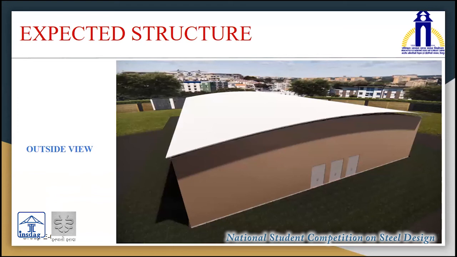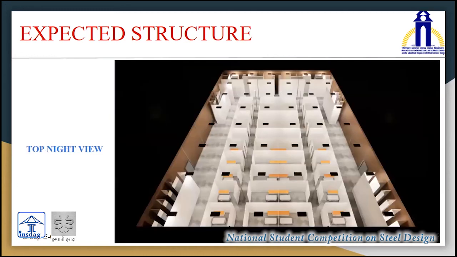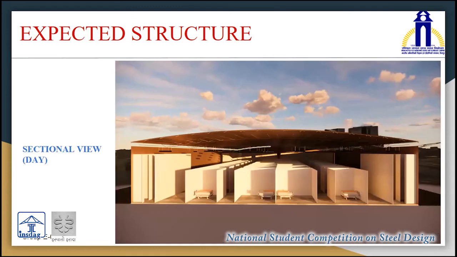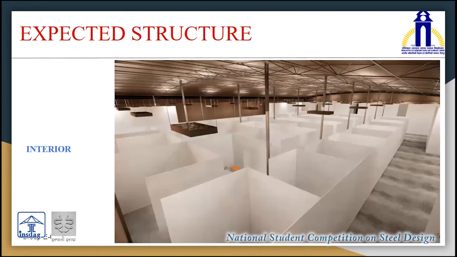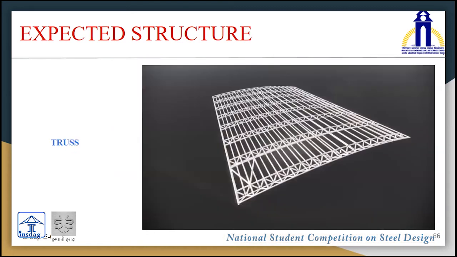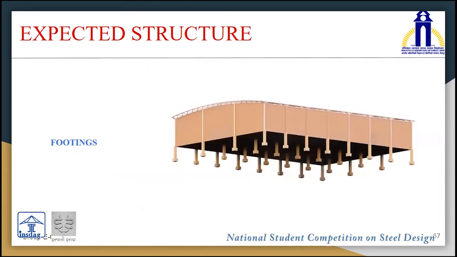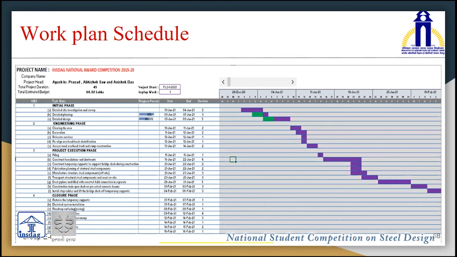Now we will be looking at some of the Revit rendered output of the proposed structure in different views. This is the outside view, followed by the top view at night. Then comes the sectional view at different daytimes. This is somewhat how the interior of the proposed structure will look. The truss is somewhat like this, and footings in this way.